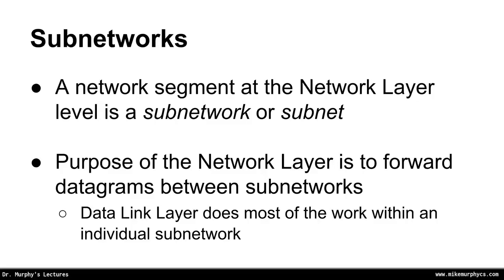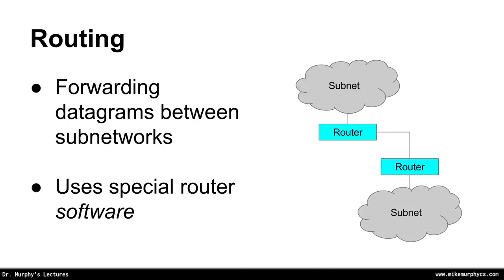Within an individual subnet, the data link layer does most of the heavy lifting, so it does most of the work within the subnetwork for getting messages from one point to another. But in between those individual subnetworks, the network layer kicks in and forwards the datagrams. And it does this by a technique that we call routing. Routing is the act of forwarding the datagrams between subnetworks.